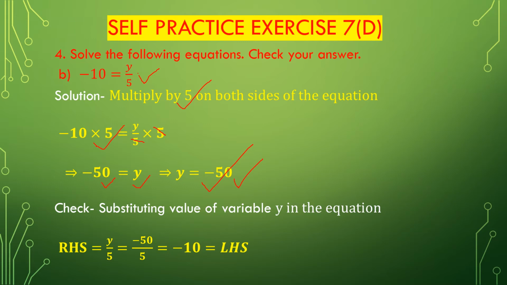Now we have to check the answer by substituting this value y equal to minus 50 in this equation. That is we have to check left hand side equal to right hand side or not. यहाँ पे substitute करेंगे y equal to minus 50 in this equation, that is right hand side. Now right hand side y divided by 5, y का वैल्यू मिला है minus 50, so y के जगह में -50 लिखेंगे, -50 डिवाइडेड बाई 5, दैट इज -50 डिवाइडेड बाई 5 इज -10, दैट इज इक्वल टू लेफ्ट हैंड साइड.